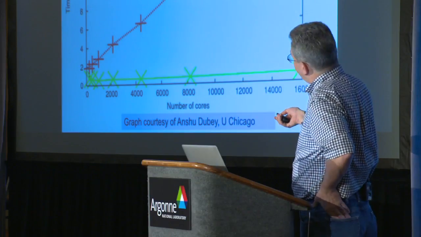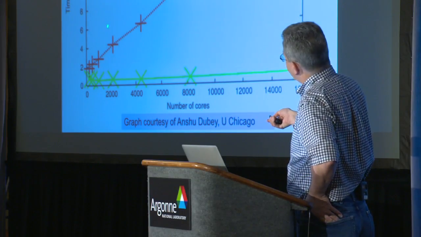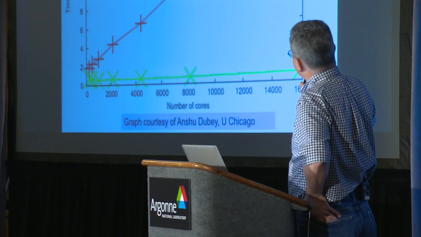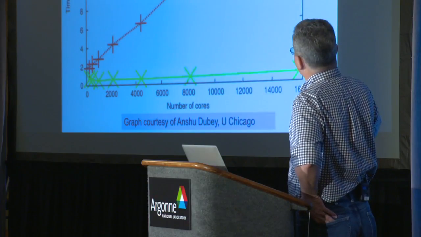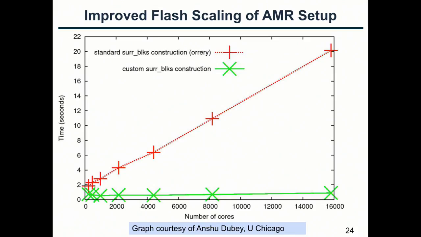This shows the time that was spent in the original calculation. As we increase the number of processors, the time would go up, so that represented a scaling loss. Then when they replaced it with this custom surrounding blocks calculation, they were actually able to get flat time. By replacing this surrounding blocks calculation, so that instead of contacting everyone you only look in your local neighborhood, all of a sudden the application scales.